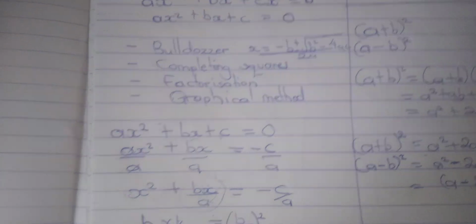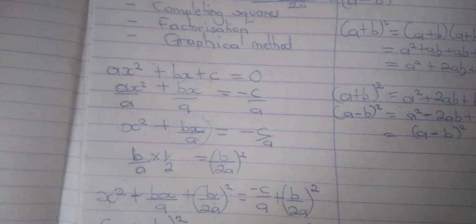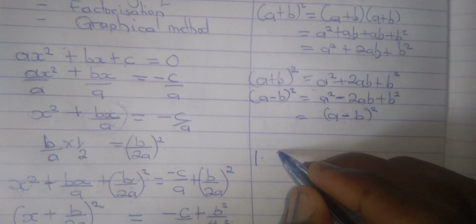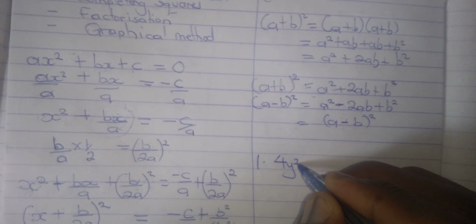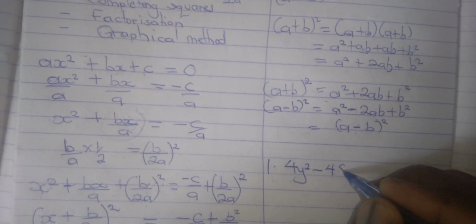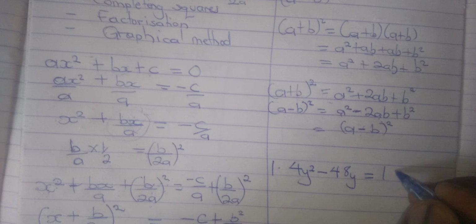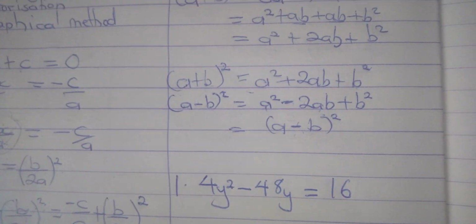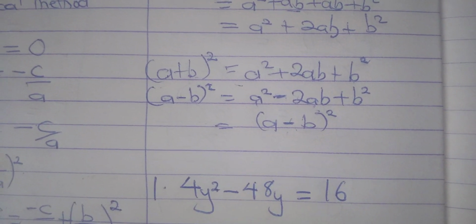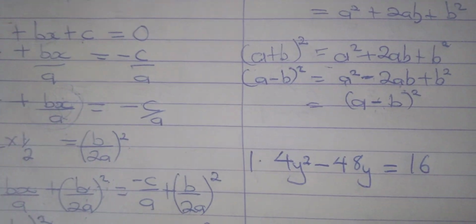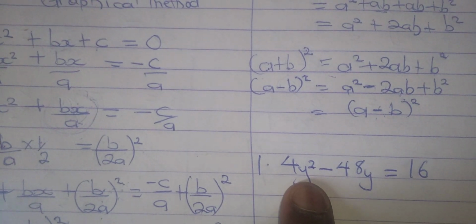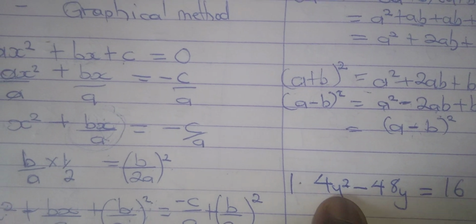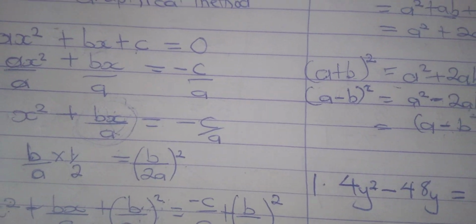So I can take an example, the first example here. Given number 1, we are solving quadratic equations. 4y squared minus 48y equals 16. You remember we said all quadratic equations have the highest degree of 2. So looking critically, I'm seeing our unknowns. For this case, it is no longer x. The unknown is y.